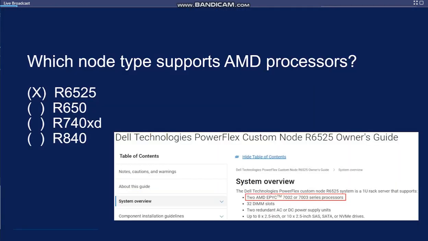It's the R6525. Some customers prefer to use exclusively AMD processors over Intel. When discussing PowerFlex Rack, Appliance, and Ready Node, the majority of PowerFlex architecture is Intel-based. The R6525 specifically uses AMD processors. So for customers in that scenario, the only correct choice would be the PowerEdge R6525.